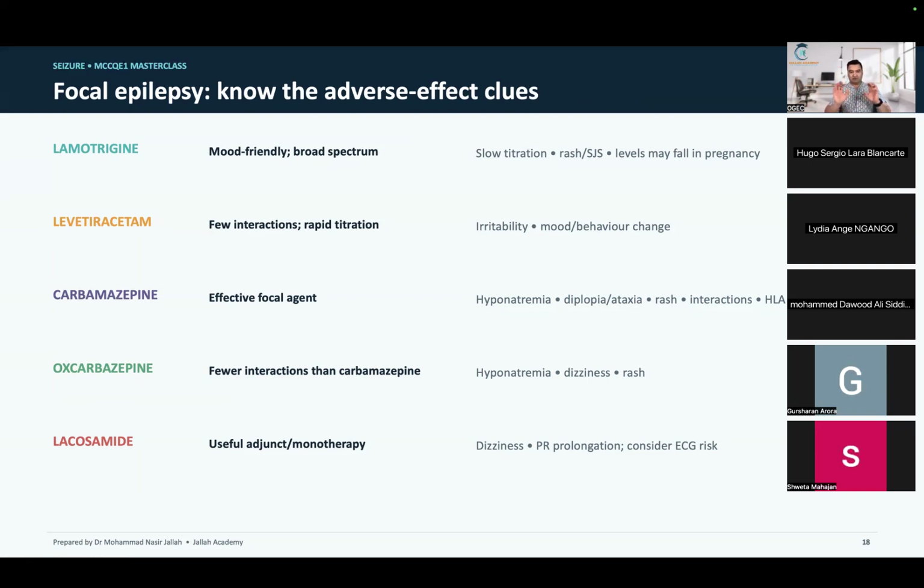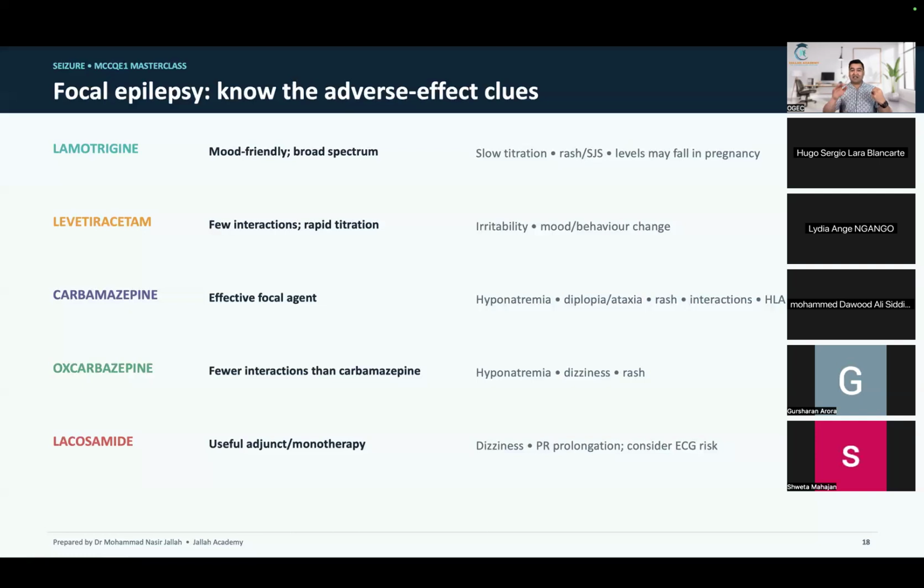Pay attention, these are very fine clues. They mention an elderly patient with multiple medications, or the patient is on polypharmacy and develops epilepsy. Which one do you choose, lamotrigine or levetiracetam? Levetiracetam. Why? The patient is already taking 10 medications, so the chance of interaction is very low. Now you have another patient who is 35 years old with epilepsy. The patient is a little depressed.